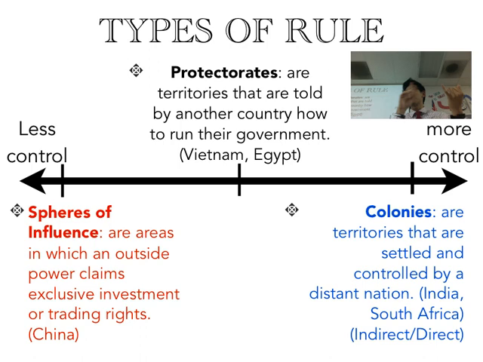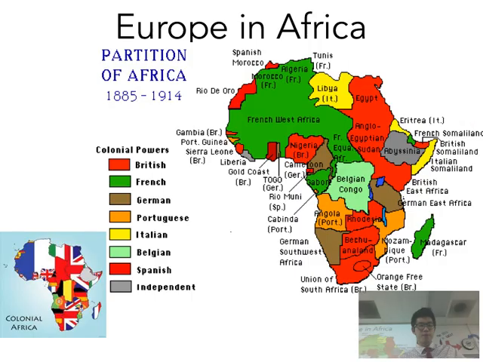Okay, we talked about different types of colonies, right? Different types of imperialism. I just need to make sure if the AP test uses these terms, you're not like, I have no idea what the heck is a protectorate, okay? So, let's move on. Europe.